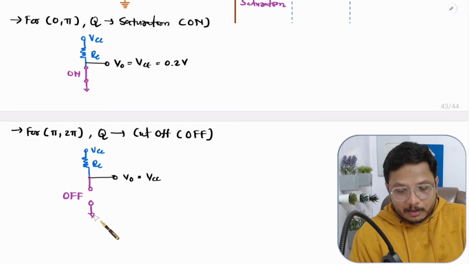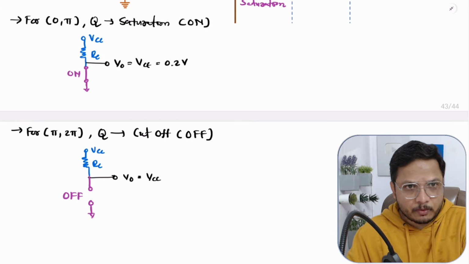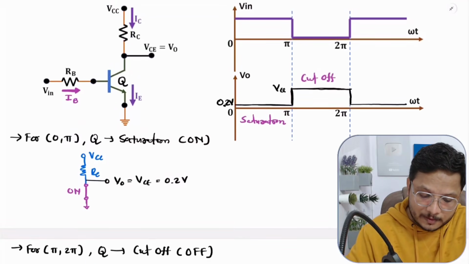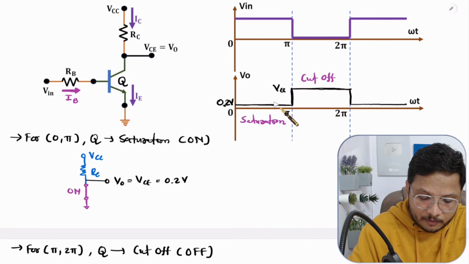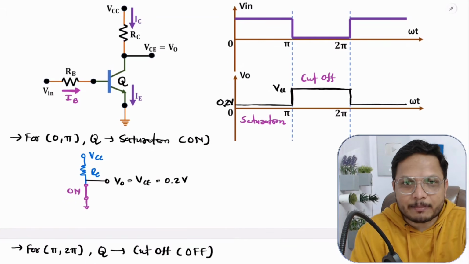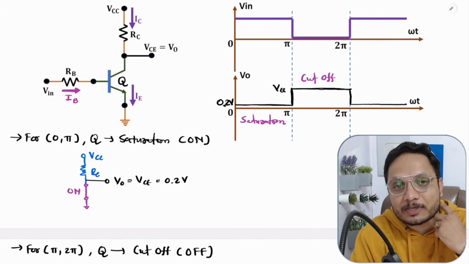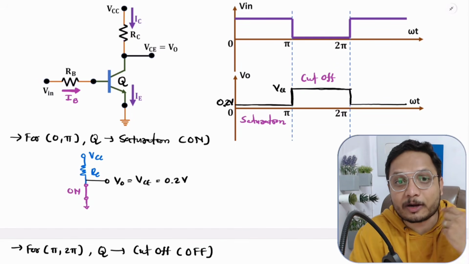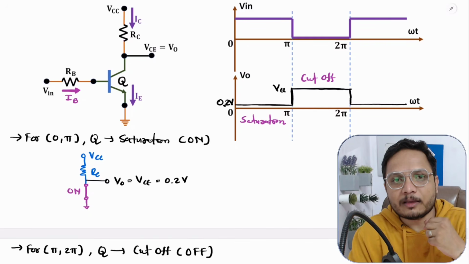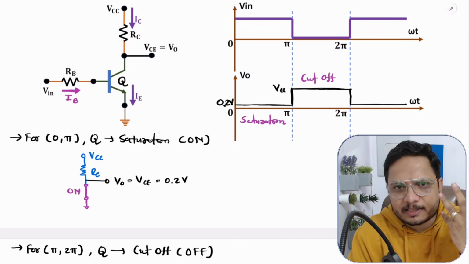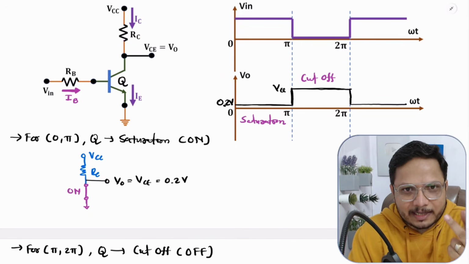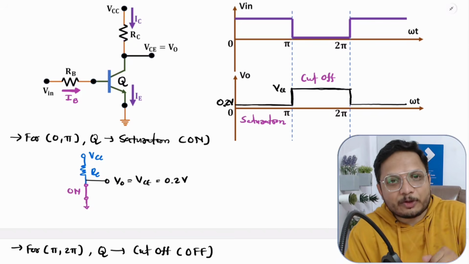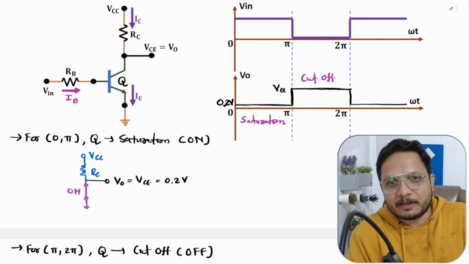Now here, if you observe what my output is, output is the invert of input. So that is one application. The transistor is used as an inverter here, a NOT gate, you can say. There are so many applications of a transistor as a switch. One of them is the NOT gate, which I have shown here by this basic circuit.